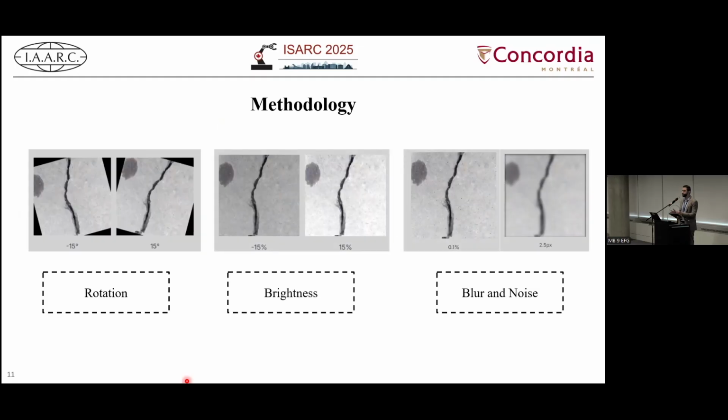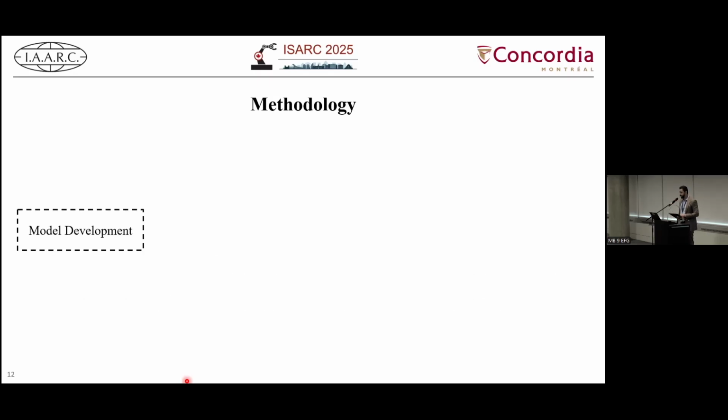For the training data sets, we have to apply some data augmentation techniques. On one hand, we wanted to enrich the variety of our data set, and we also wanted to mimic real-life conditions. So we have applied, for example, some rotations, because we know that we are taking this using drones. The drone could be tilted a little bit or vibrated, so the cracks may not be as accurate or as straight. We have also changed the brightness plus or minus 15% just to come up with different illumination conditions, and we applied some blur and noise to the system.